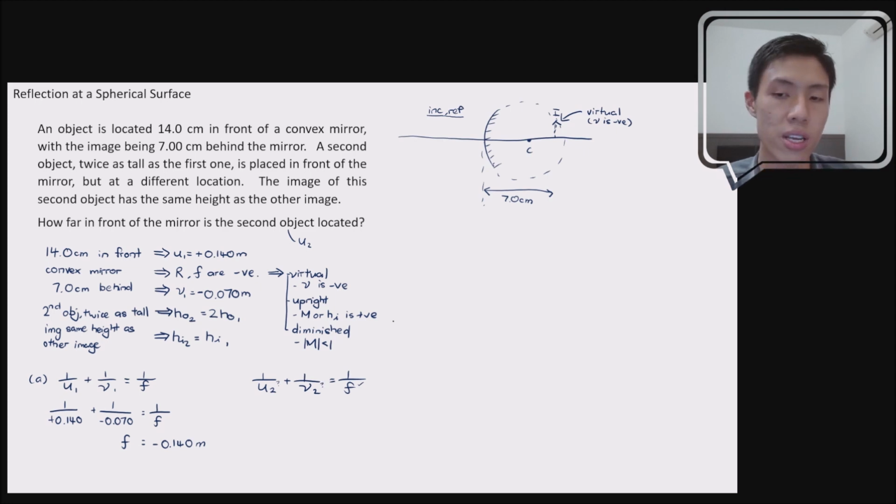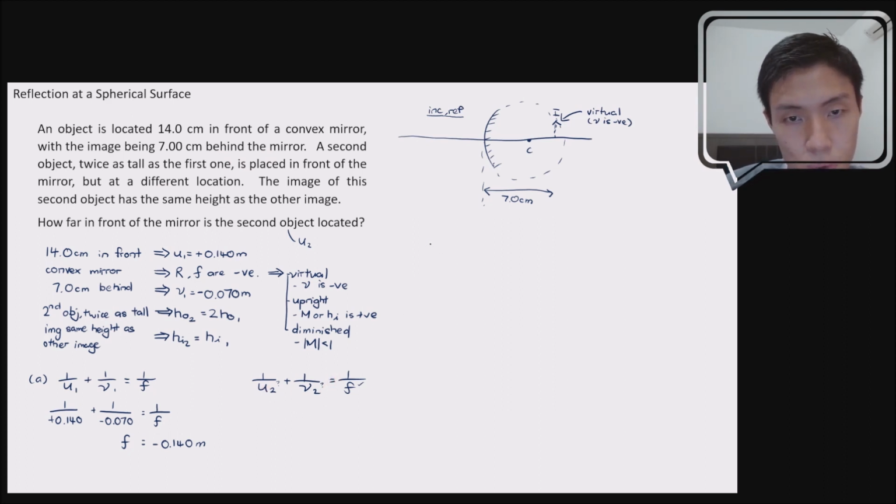But the problem is we don't have both the object distance and the image distance, because it's based on the second scenario, which they don't give a lot of information about. But we can try to determine the relationship between U and V because we know something about the height for the second scenario. With respect to the first scenario, the second object is twice as tall. And the second image is the same height as the first image. We can use those relationships regarding the height to determine the relationship between U2 and V2.